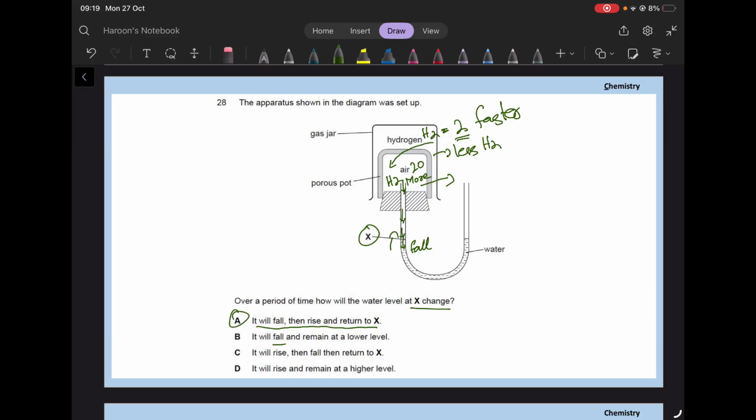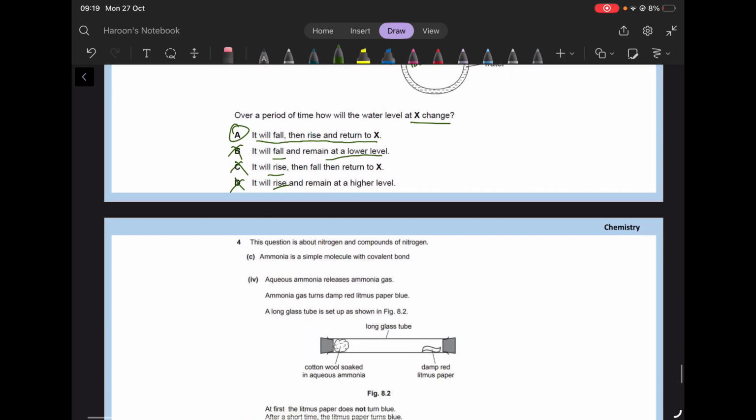Now in B they are saying fall, that's fine, but remain at a lower level. No, when there are more H2 particles inside, they actually need to go outside as well, down the concentration gradient. So this can't be the answer. It will rise, not really. It actually falls initially. So the correct answer has to be A.